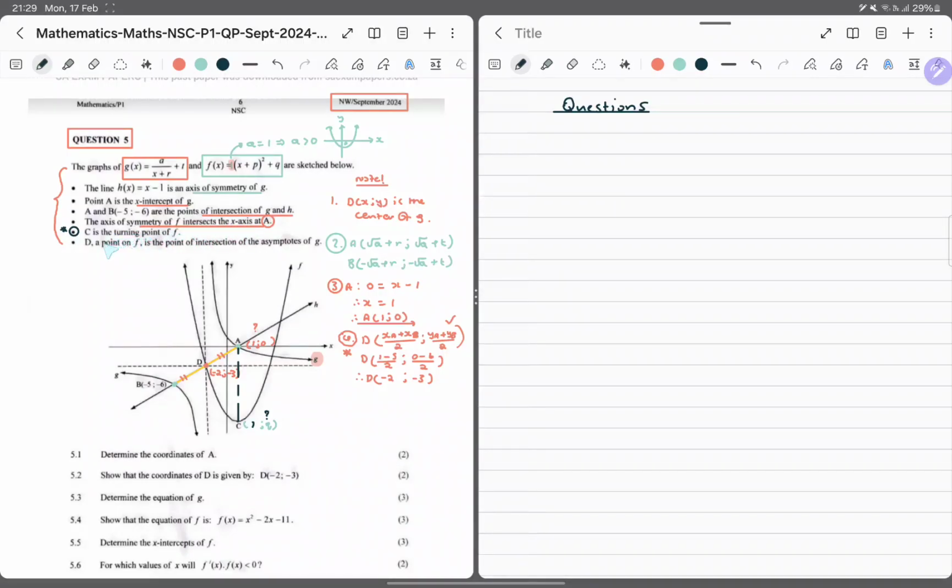So I kind of ran ahead here. D is a point on F, the point of intersection of the asymptotes of G. Okay, we saw that intersection of the asymptotes, and we have now found it using something you wouldn't expect in this question. So the Northwest has a tendency for these very challenging questions. You can check and trace this from as far back as 2022. So they are not really friendly to their students, hey?